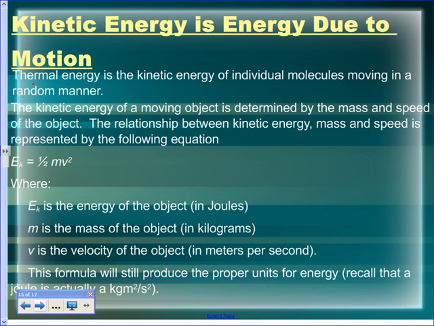Mechanically speaking, kinetic energy has to do with the mass and the speed. So the formula for that is 1/2 mv squared.